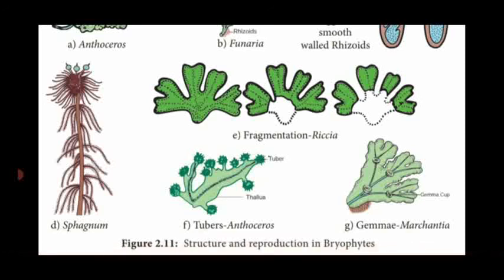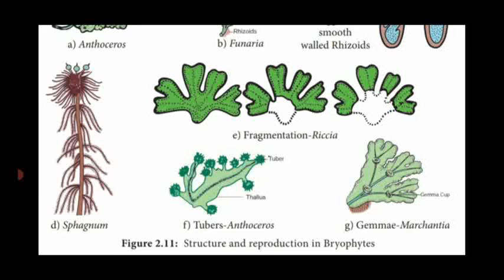Another one, Anthoceros, by tuber formation. At the body surface, which store the food material, the shape is modified into an oval structure, which is protected by an outer thick wall, known as a tuber. Once they mature, they detach from the plant body and develop into a new Anthoceros plant. That is said to be vegetative reproduction by tubers.